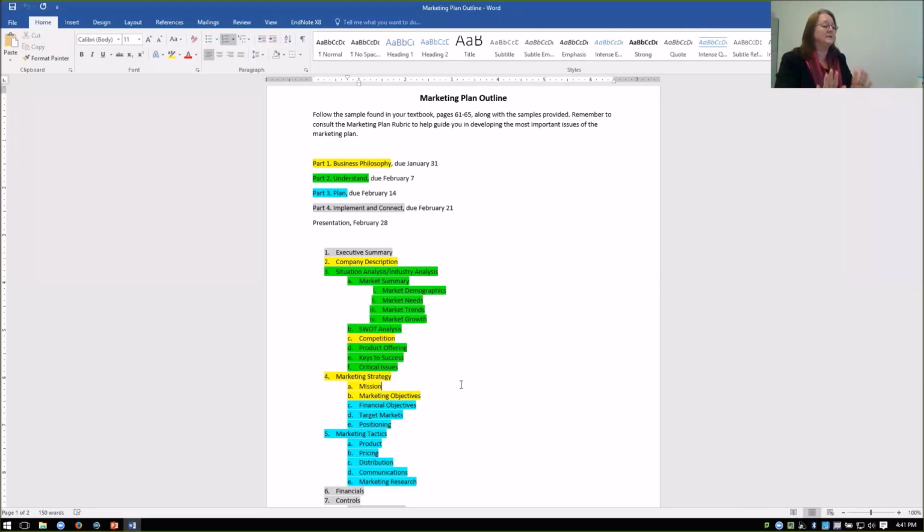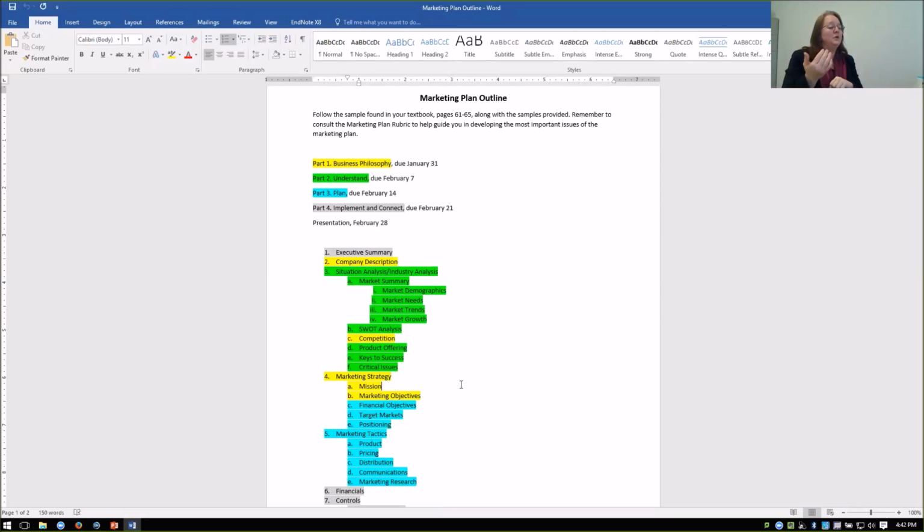What are the keys to success? What is going to make Syscon stand out, regardless of industry? And what are some critical issues? So what are some of the things that they really need to pay attention to be able to build that unified brand? Okay. So that covers the 2 weeks of work that you will be doing.